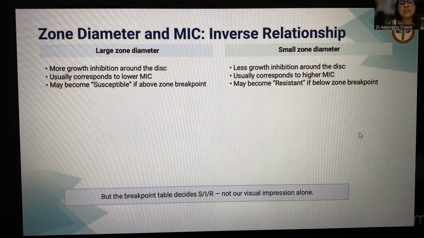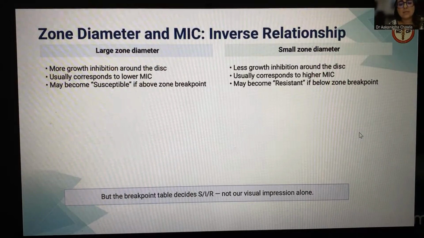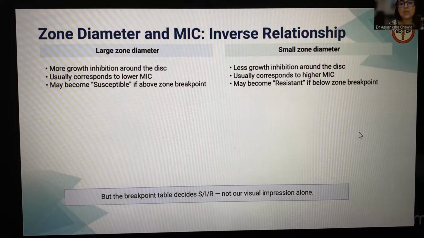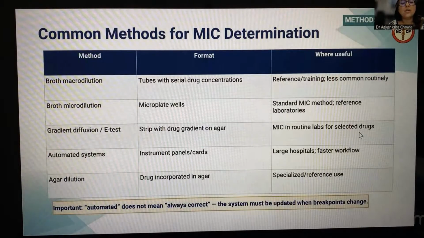So remember that it is not your visual impression of a larger or smaller diameter of inhibition. It would actually depend upon the breakpoint, which will decide whether your bug is S, I or R for the particular drugs that you've tested.